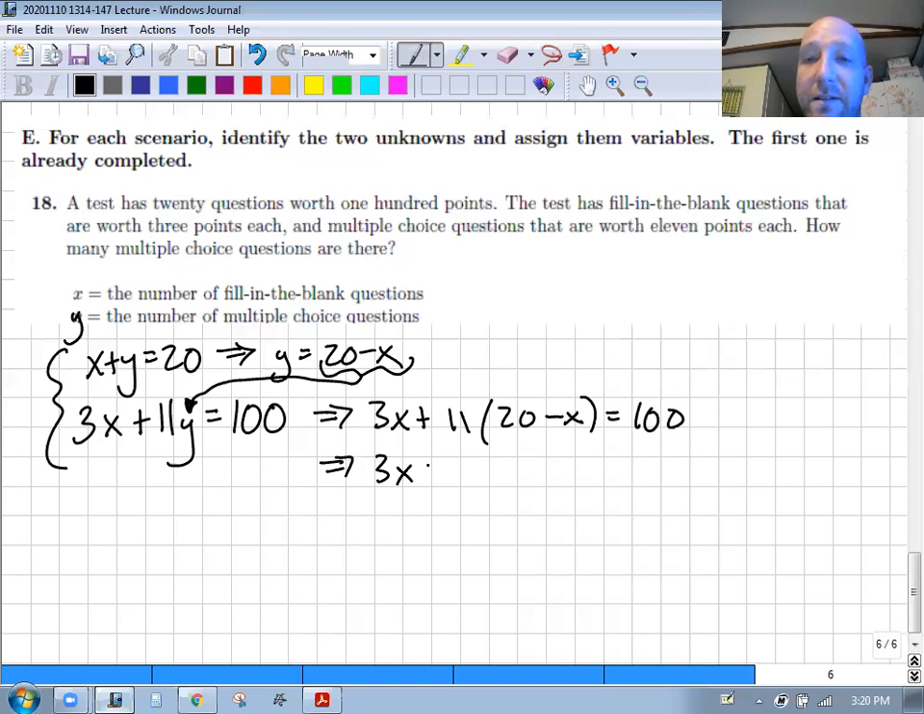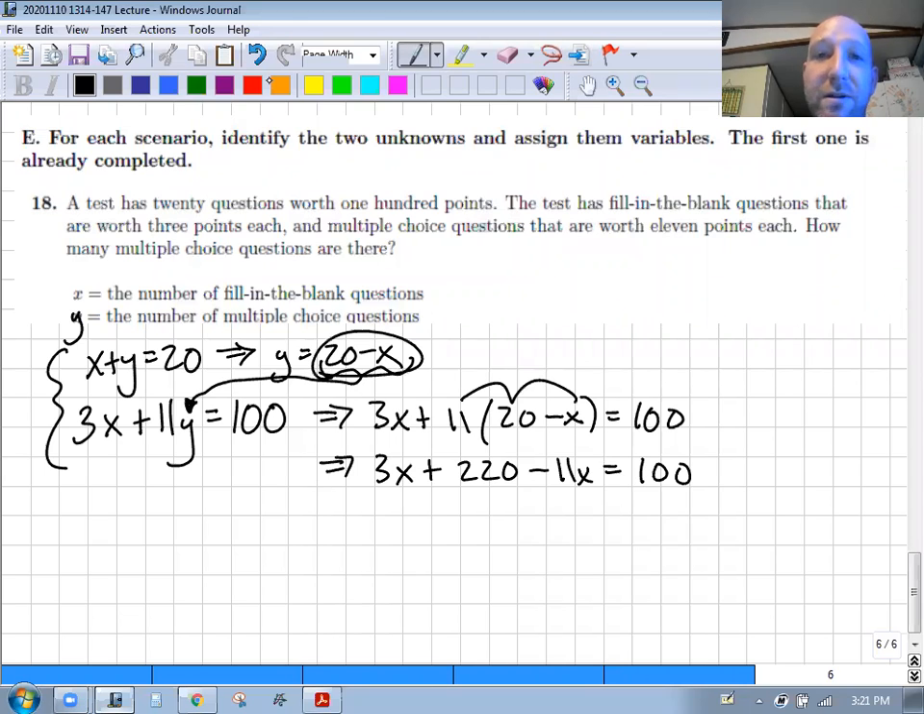So we have a 3x. 11 times 20 is what, 220? And then minus 11x. You have to distribute appropriately, right? We're replacing y with this whole thing, so that's why you have to have these parentheses here. 11 is being multiplied by the y. So 3x minus 11x is a negative 8x. 100 minus 220 would be a negative 120.